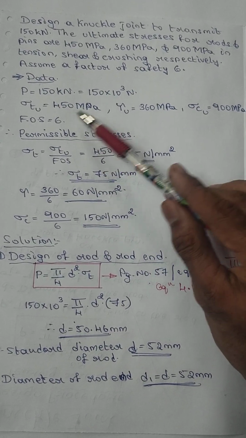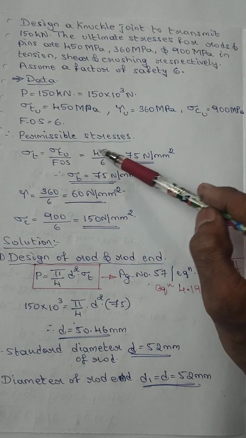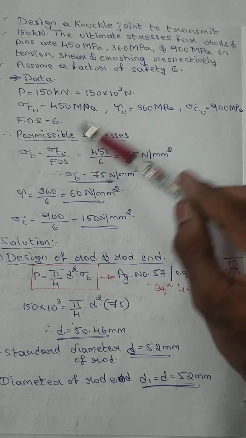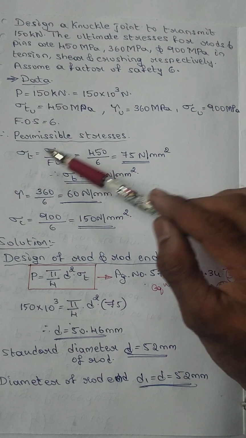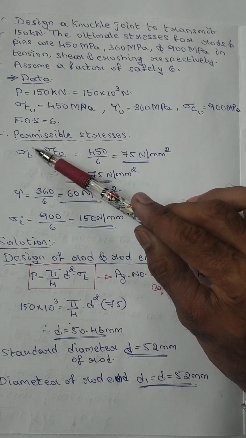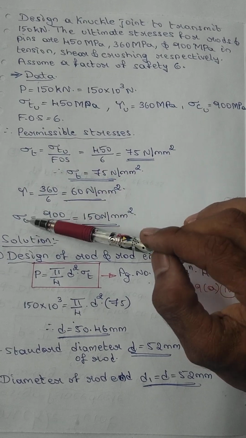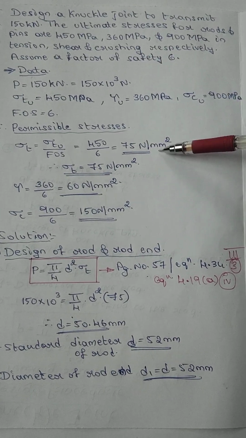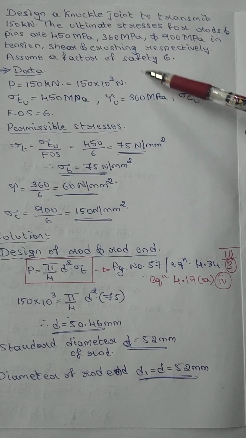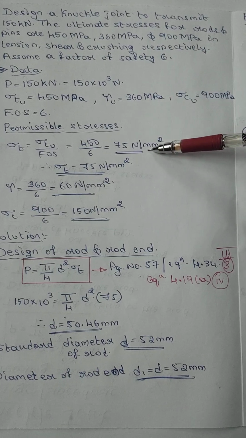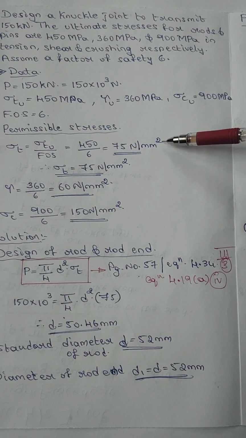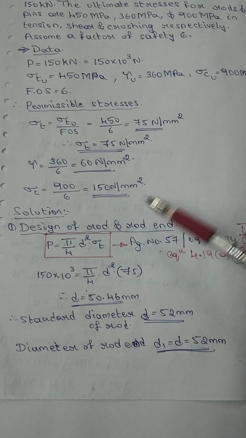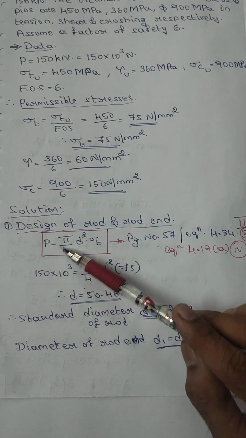So we will note down the permissible stresses first. For that, what we have to do is ultimate or yield stress divided by factor of safety. That will give you the permissible stresses: tensile, shear and crushing. So 1 megapascal is equal to 1 newton per millimeter square. So let's start with the solution part.